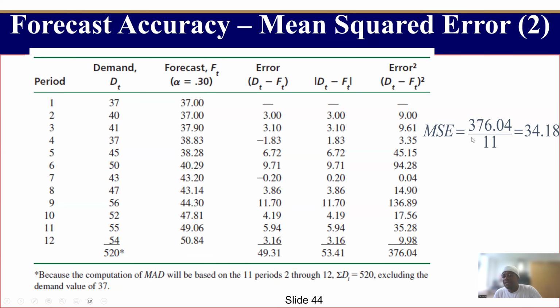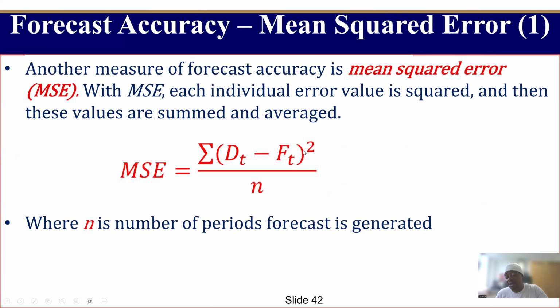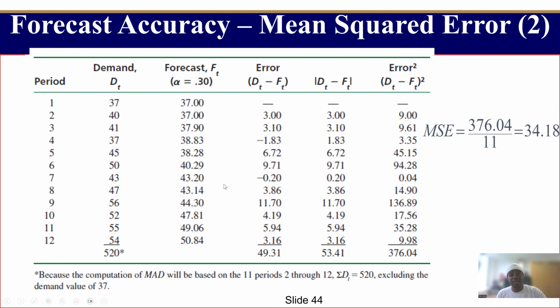So they used 376.04 divided by 11 and got 34.18. We had 34.15. It's almost the same. Ladies and gentlemen, how was this last one calculated? It's just squaring the difference. You don't take the absolute value. Taking the absolute value is one way to negate the number. Another way to negate the number is to take the square and then divide it by the sample size. That gives you the mean squared error.